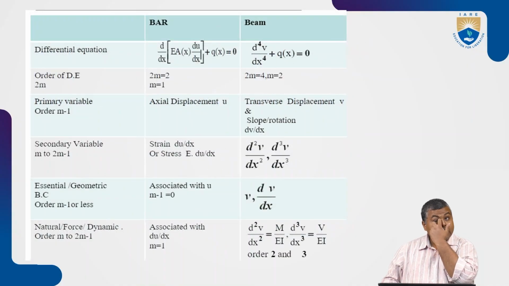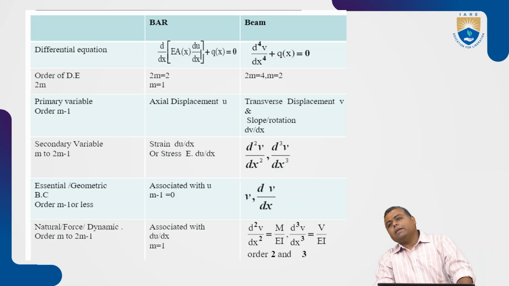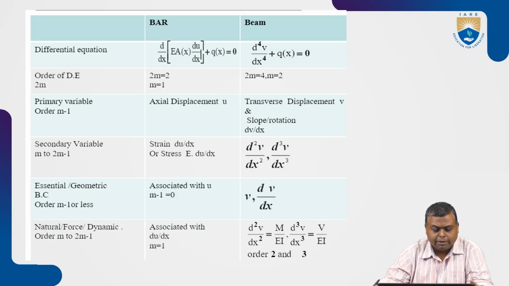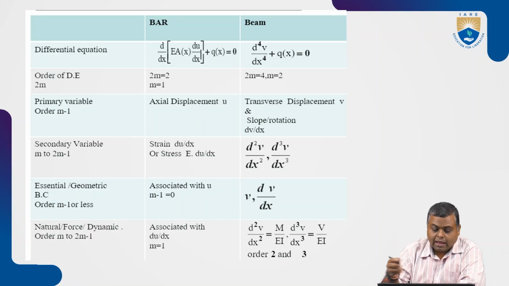If I compare a bar and a beam, the bar equation can be written in the format d by dx of EA(x) du by dx plus q(x) equals 0. The differential equation for the beam element is d to the power of 4 v by dx to the power of 4 plus q(x) equals 0. So the order of the equation is 2 for the bar, and here it is 4.